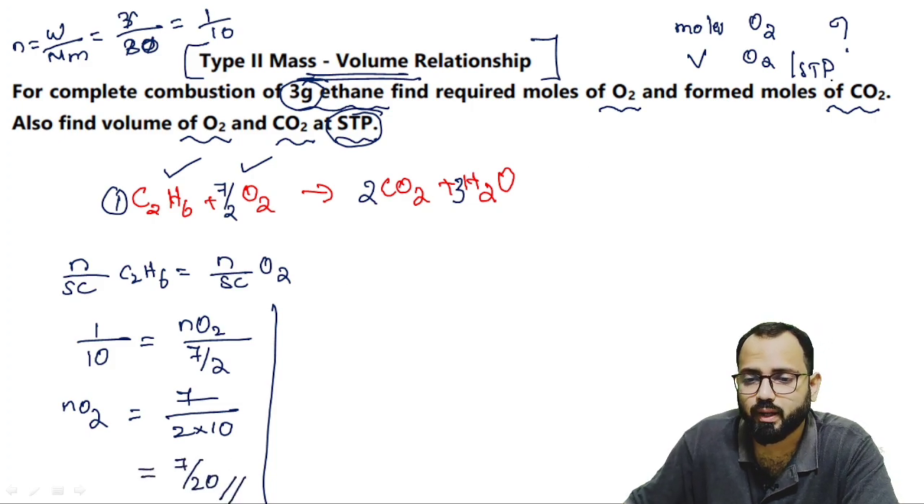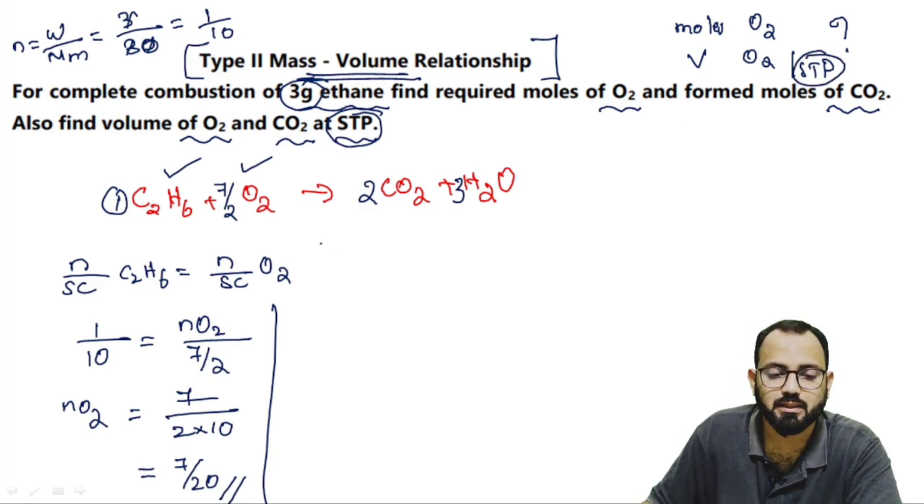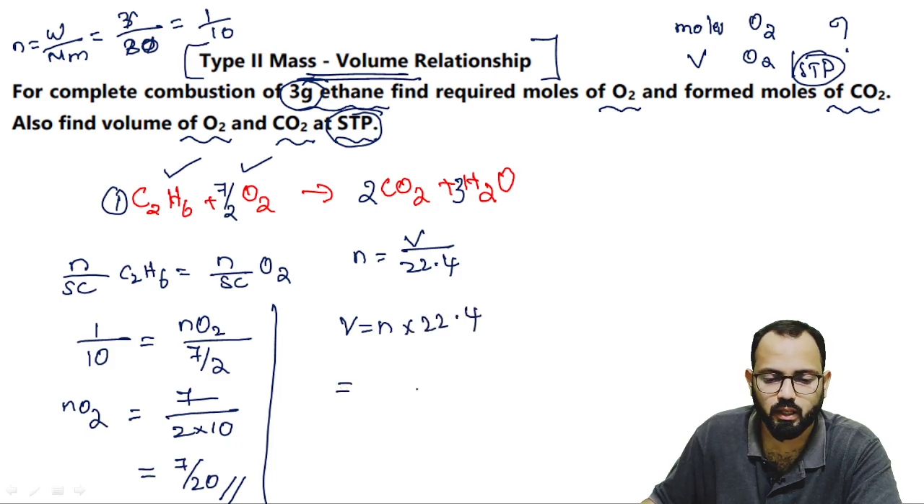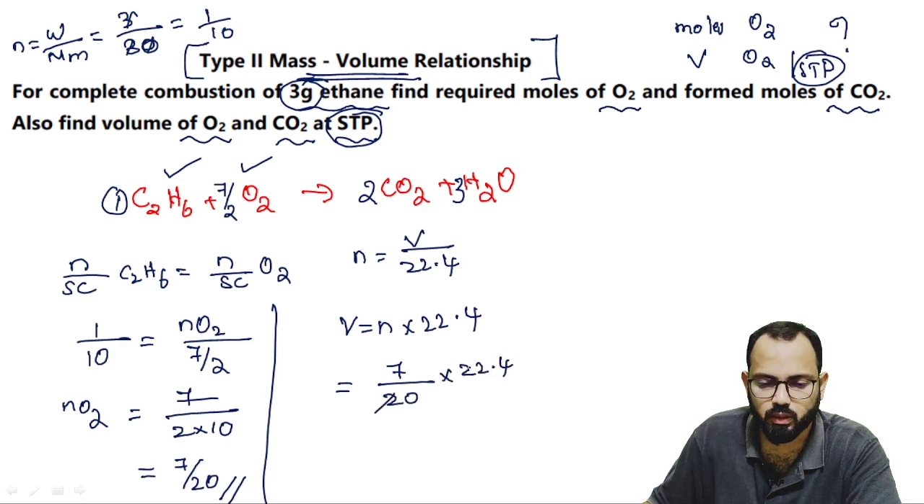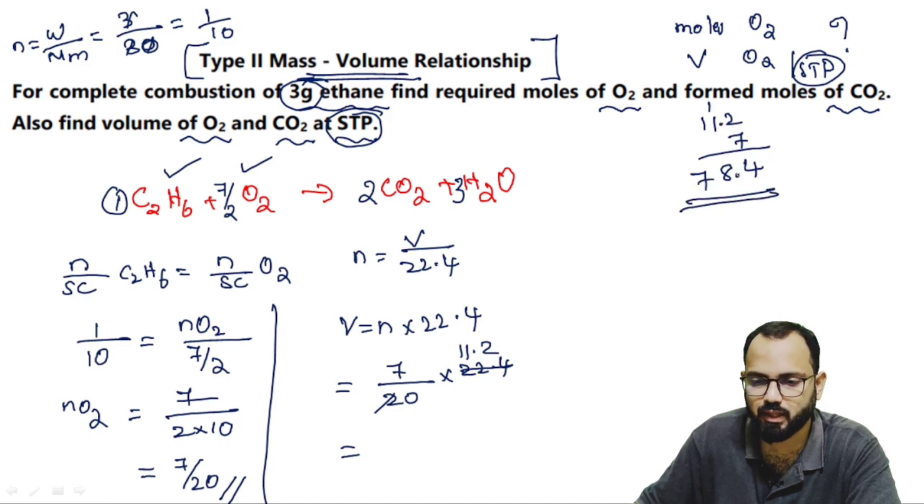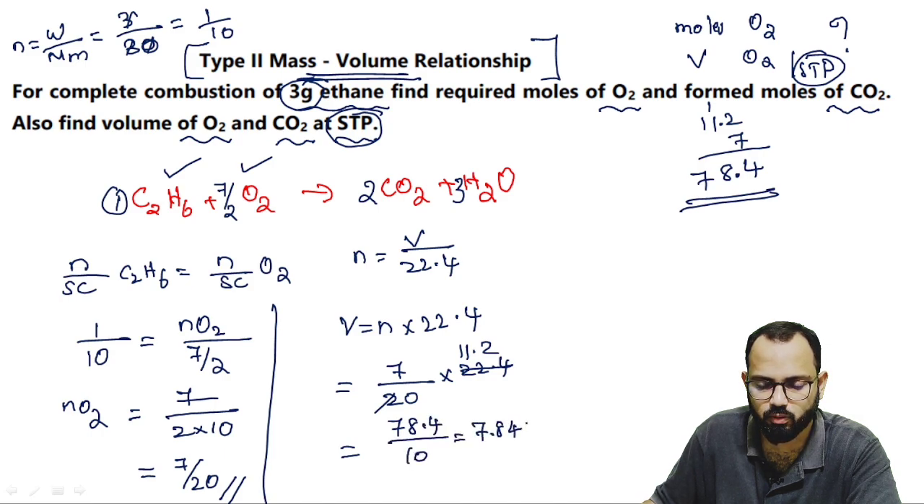Fine. Now, what I needed is the volume of O2 at STP. At STP condition, how will we find the volume? n is equal to volume by 22.4. So volume is equal to n into 22.4. N I have found out: 7 by 20 into 22.4. This can be cancelled and written as 11.2. So 11.2 into 7, I'll multiply: 784, and it is 11.2, so it is 78.4. 78.4 divided by 10, so the answer is 7.84 liters.